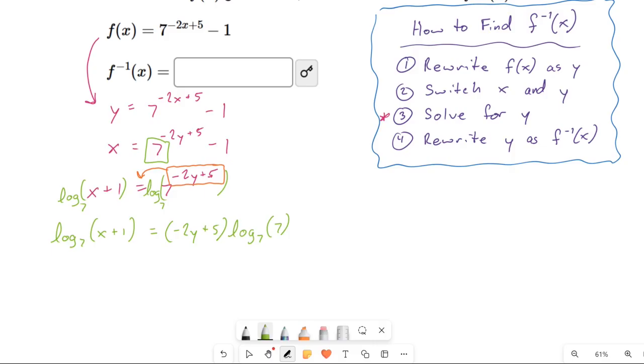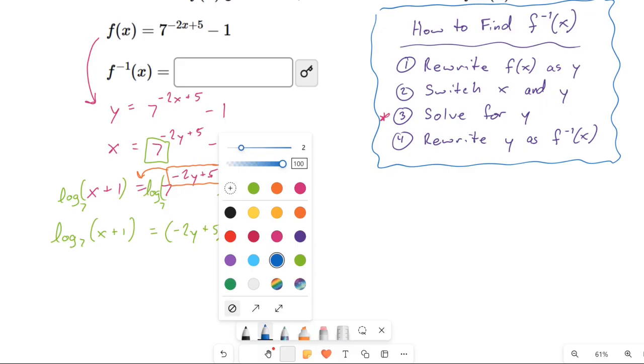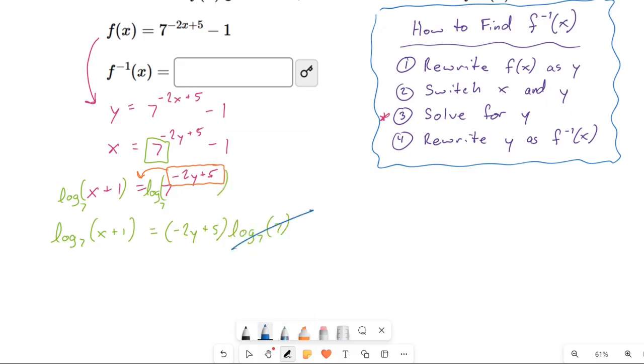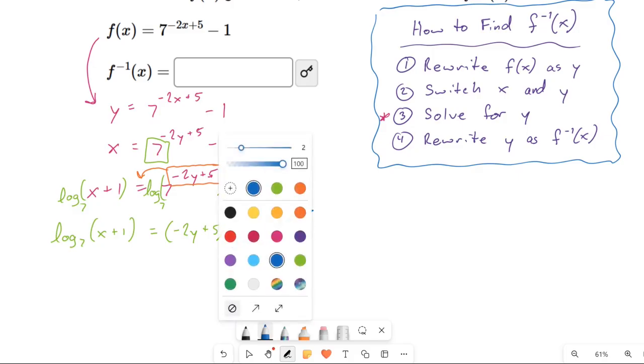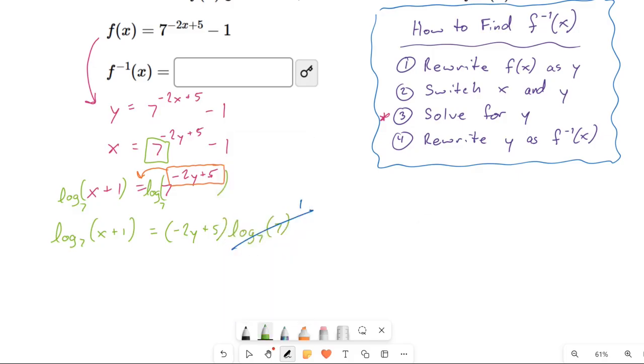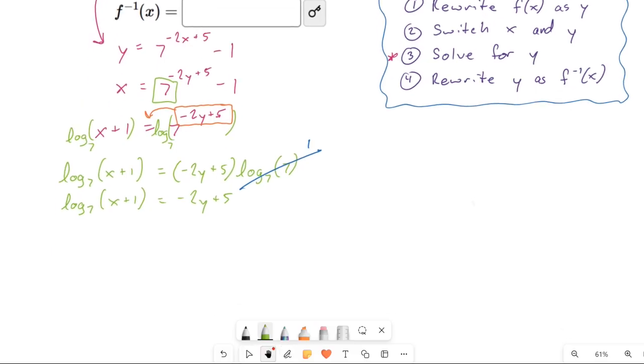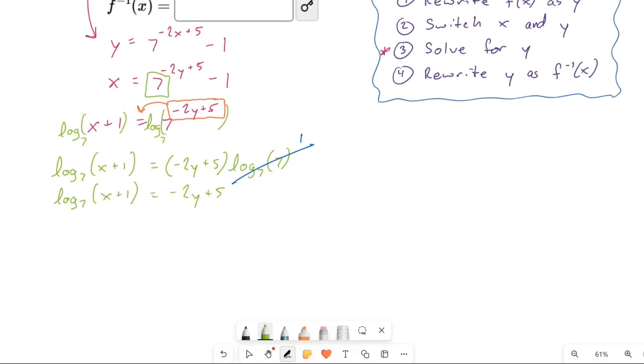Now the special thing about logarithms, and this is why I liked that base of 7, is when the base matches the argument, it crosses out, and you just get 1. Now times 1 means we don't need to write it. So here's my new simplified equation. It's log base 7 of x plus 1 equals negative 2y plus 5. Well, that's quite nice. Now I just need to get y by itself. Remember, I'm still solving for y here.